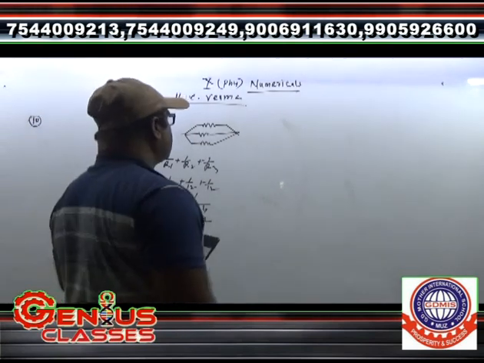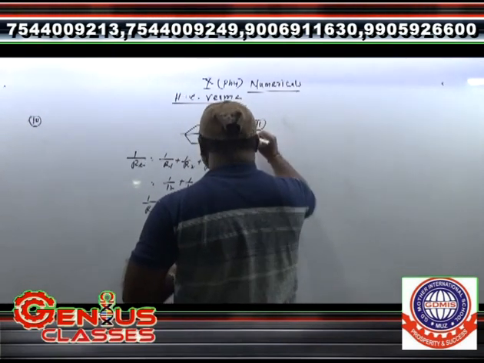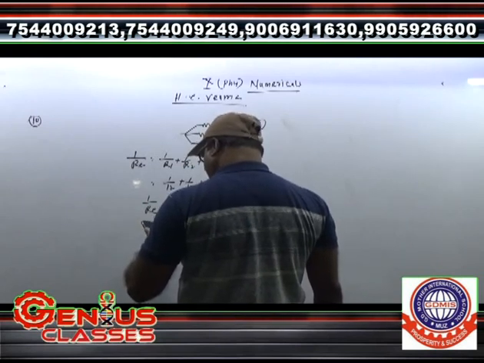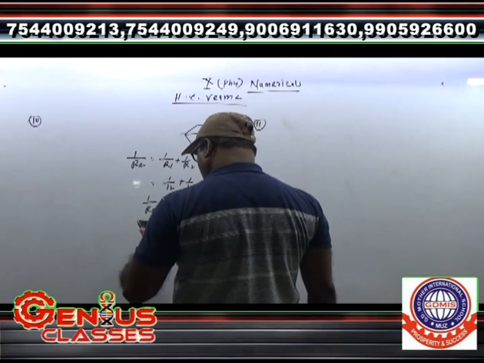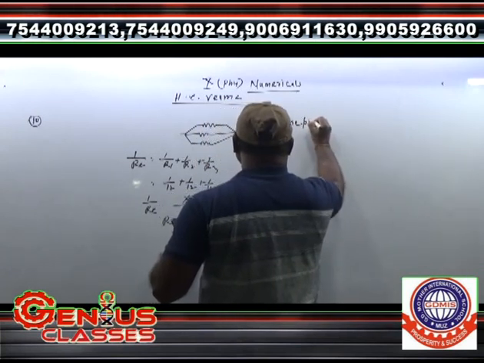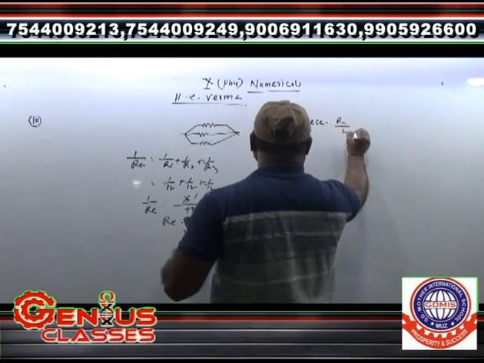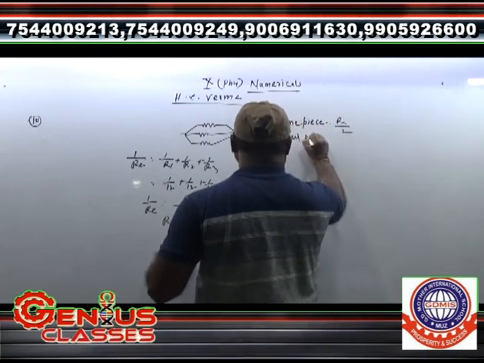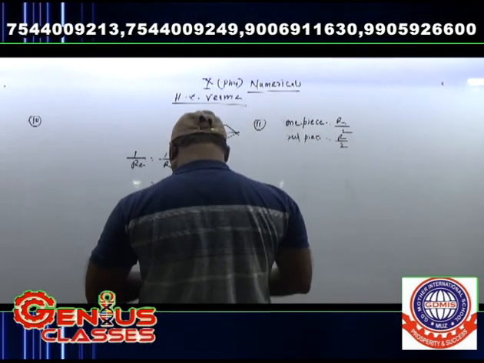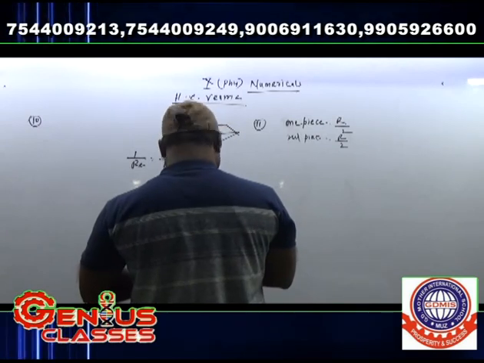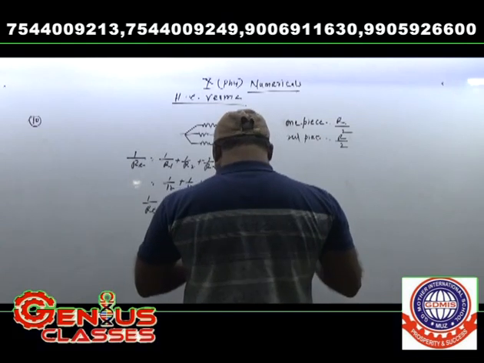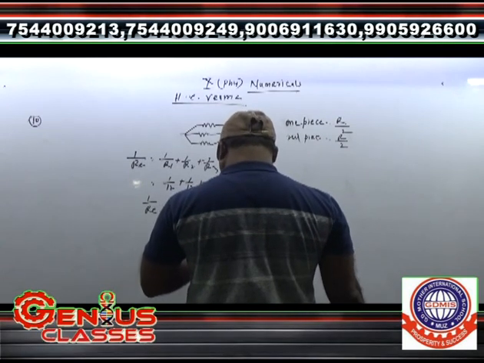Next question is the 11. It is also simple. A uniform wire of resistance R is cut into 2 equal pieces. One piece is equal to R by 2, second piece R by 2. And these pieces are joined in parallel. What is the resistance of the combination?